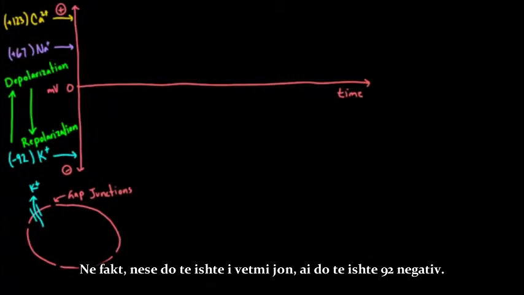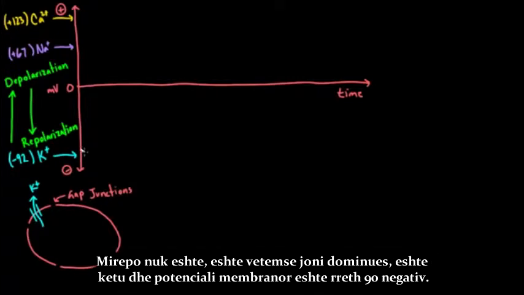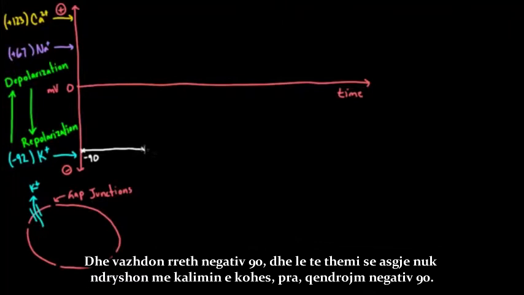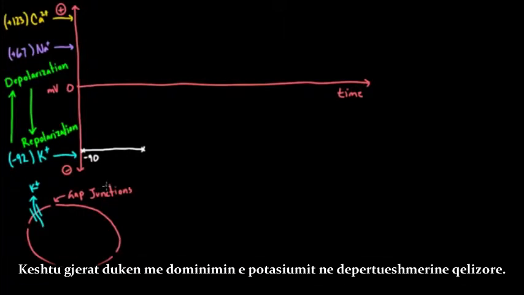In fact, if it was the only ion, it would be negative 92, but it's not. It's actually just the dominant ion. So it's over here, and our membrane potential is around negative 90. And it continues around negative 90. So let's say nothing changes over a bit of time. So we stay at negative 90. So this is what things look like, right? With the dominant ion that our cell is permeable to being potassium.